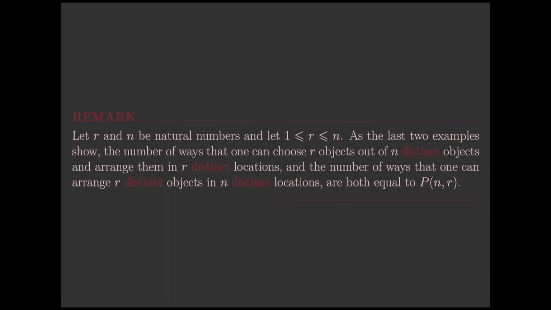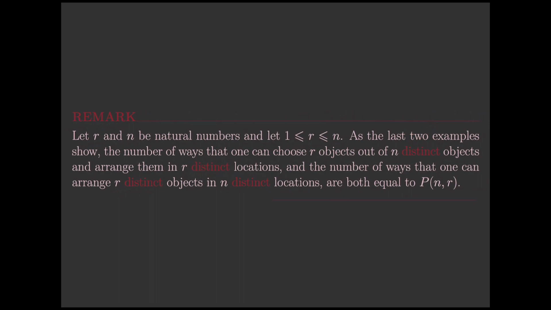Okay, that is exactly what I wanted to mention in this remark. So let R and N be natural numbers, such that R is between 1 and N. The last two examples show that the number of ways that one can choose R objects out of N distinct objects and arrange them in R distinct locations, and the number of ways that one can arrange R distinct objects in N distinct locations, are both equal to P(N, R).